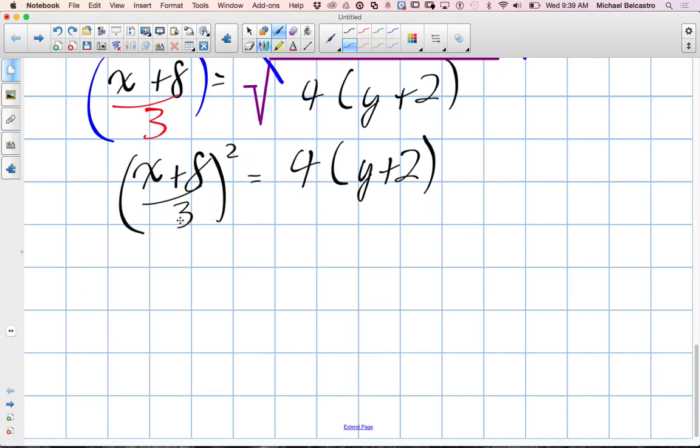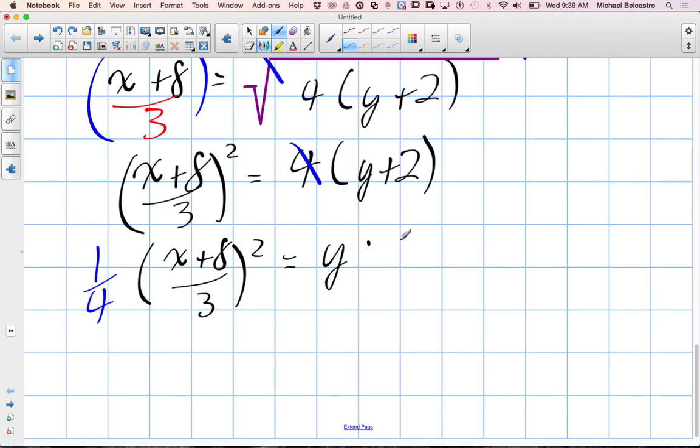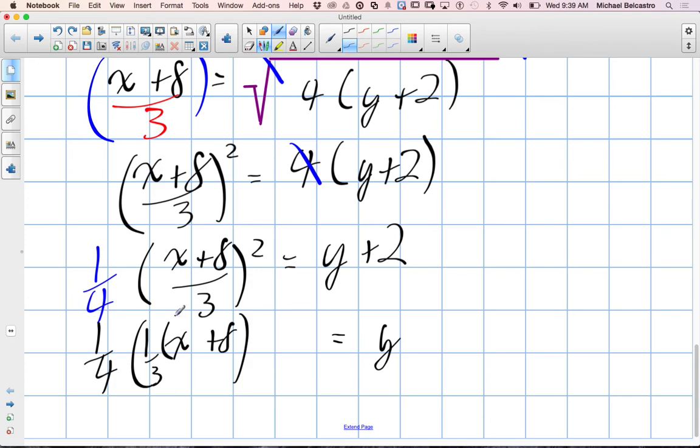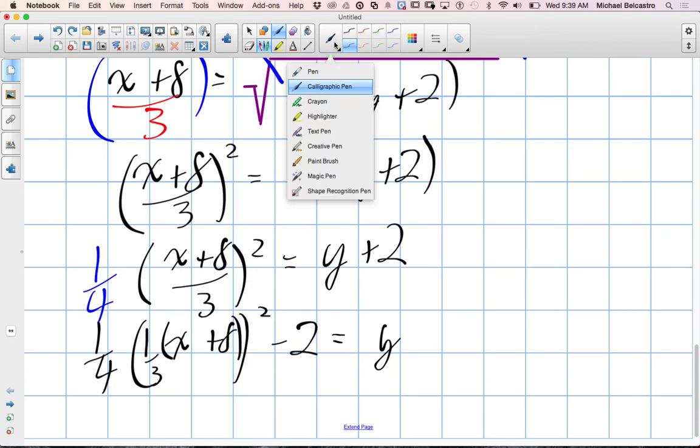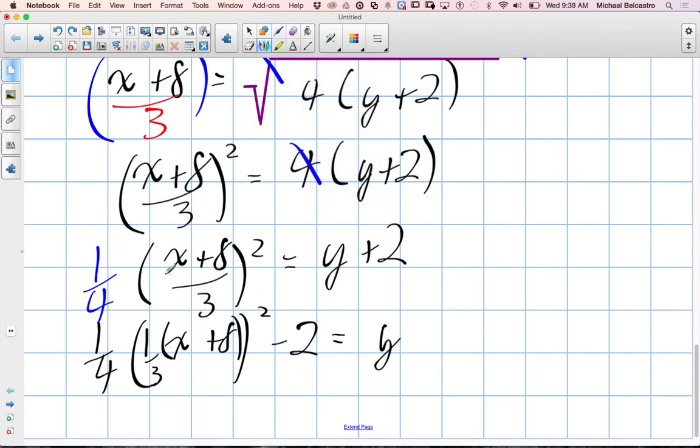We need to divide by 4. I'm just going to multiply by a fourth. It's technically the same thing. So I multiply by a fourth. It kind of creates a 1, or it cancels out, however you want to call it, is equal to y plus 2. And when we move the 2 over, we get 1/4 times x plus 8. I'm actually going to factor out that 1 over 3, so it looks like a k value, squared, and then minus 2. So what I did in that step is I just common factored out 1 over 3, so you could see it's the k value.